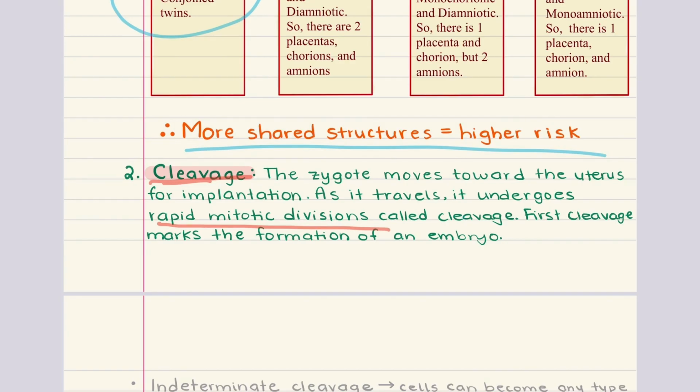And here's a key point. Even though the zygote is dividing, it's not actually growing in size yet. Each division just splits the cytoplasm of the original zygote into smaller and smaller cells. The very first cleavage is especially significant because it marks the transition from a zygote to an embryo. That first division is what officially starts embryonic development.